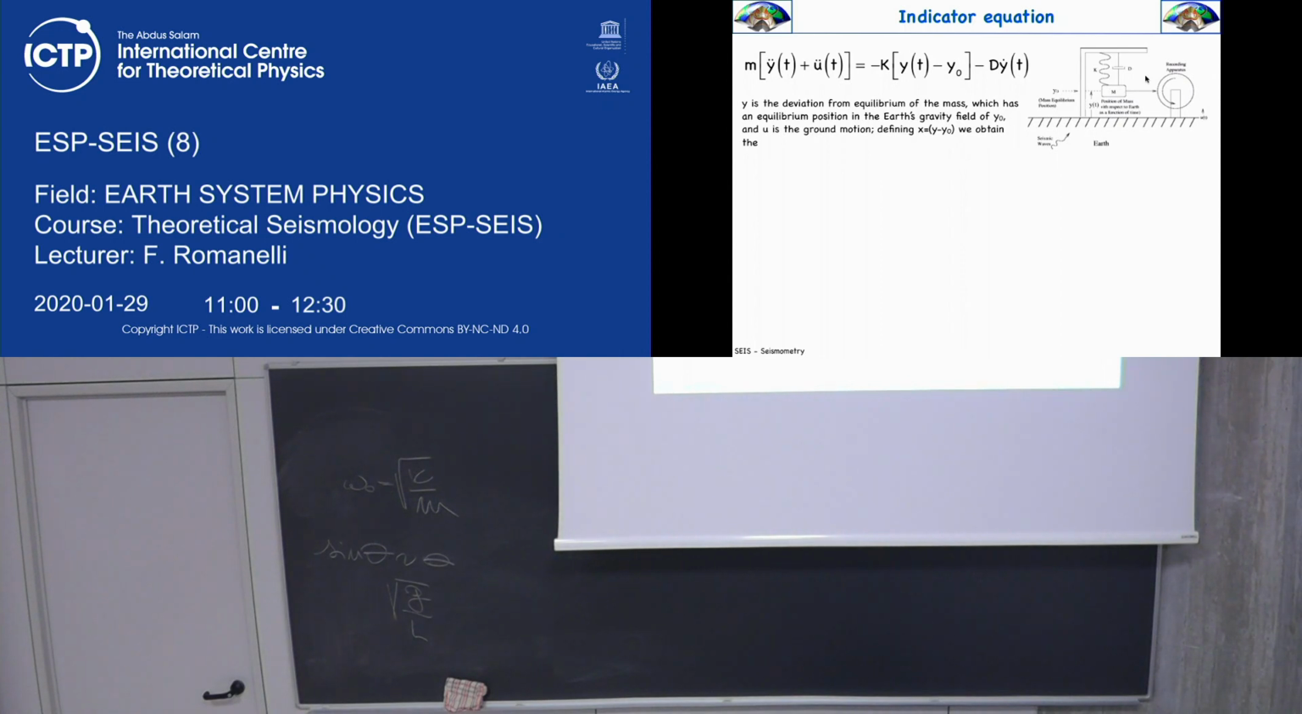So what we are really interested in, actually, is the acceleration of the ground. But we get the acceleration of a mass. That's what we record. And that's why here u is the forcing, y is the coordinate of the mass, and we want to extract u in some way.